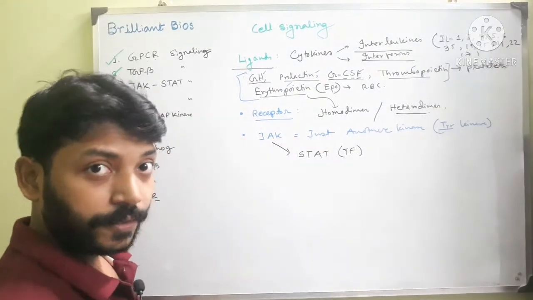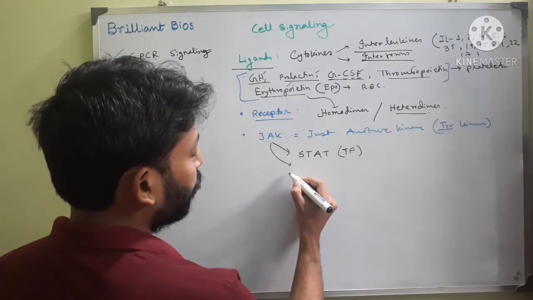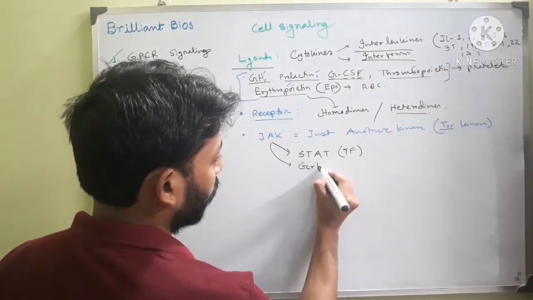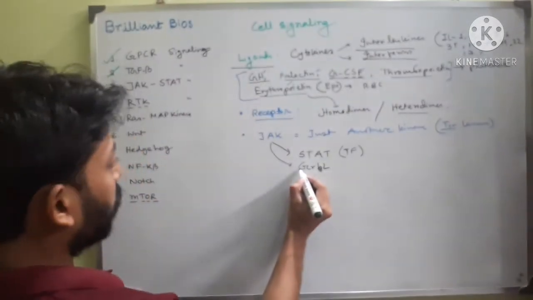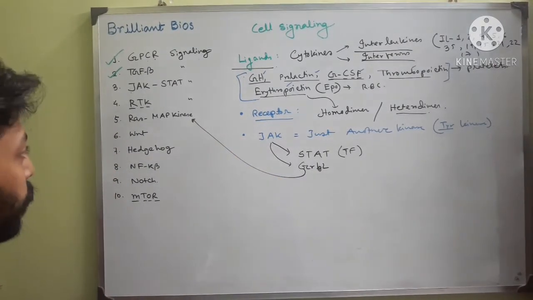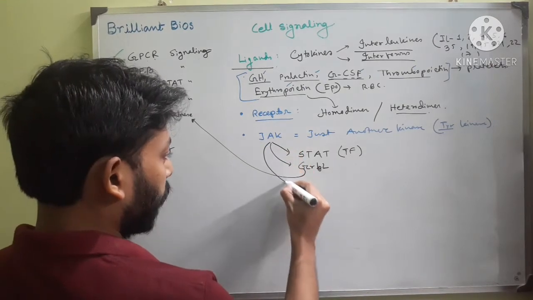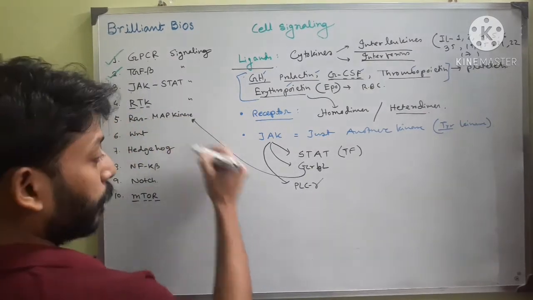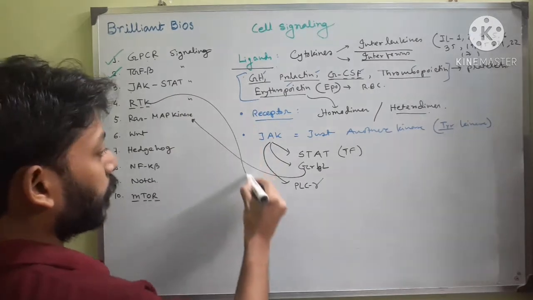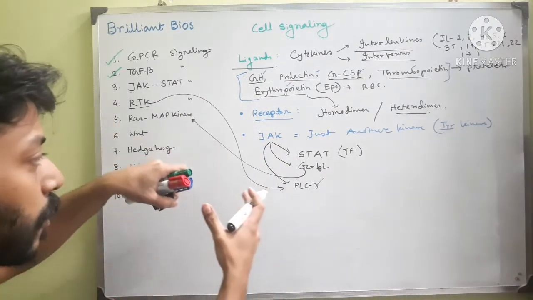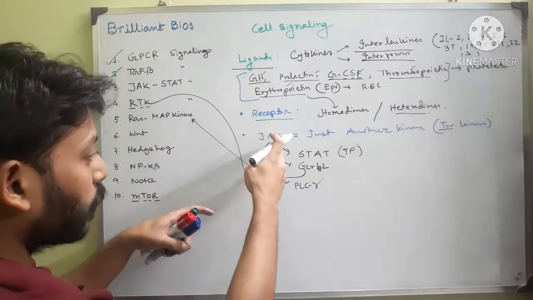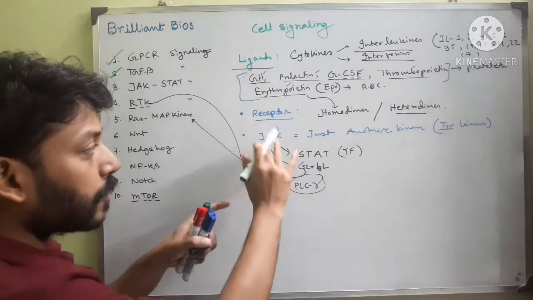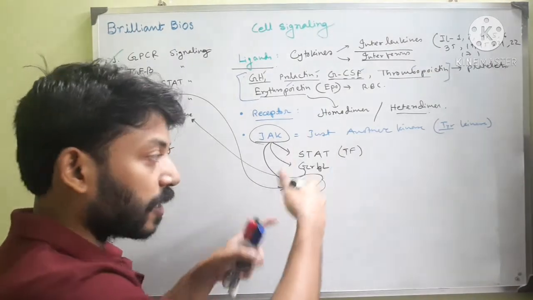There are other ways it can be activated. They associate with a protein called GRB2. This GRB2 activates the RAS MAP kinase pathway. Another way is that JAK can activate a protein called PLC gamma. The RTK pathway can also activate this PLC gamma. So you can see here the interconnectedness of these signaling pathways. The JAK pathway can activate PLC gamma, and the RTK pathway can also activate PLC gamma. And how this JAK protein activates these other different proteins, I will show you.